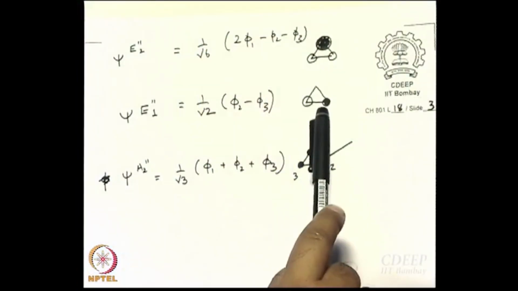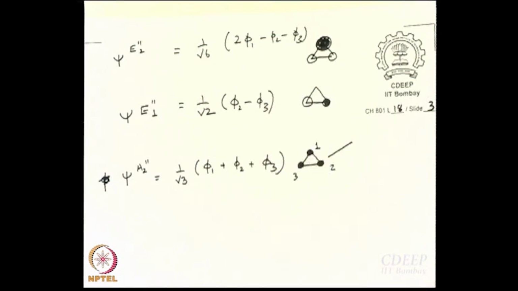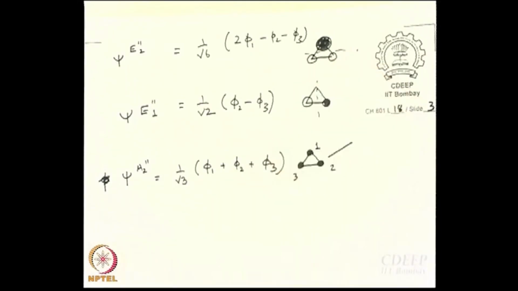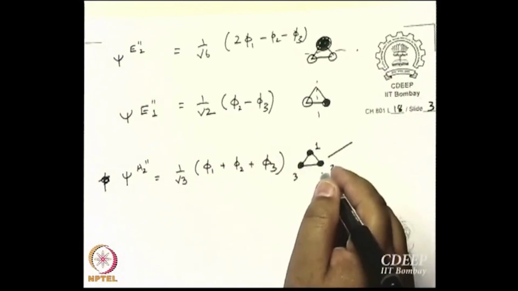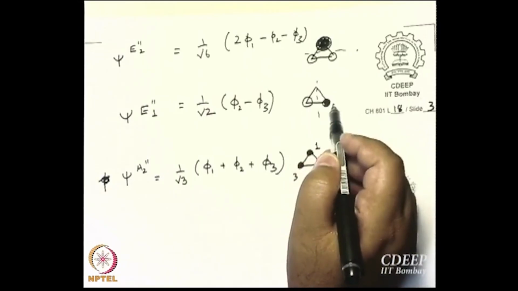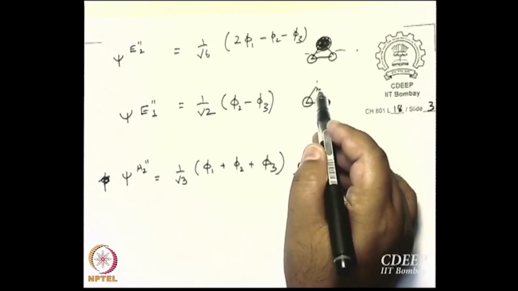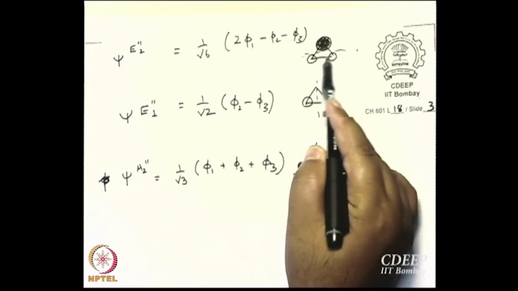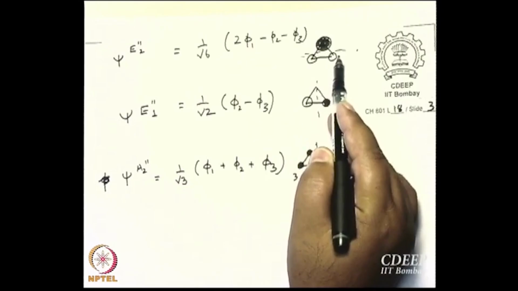How many nodes are there in each? 0, 1, why 2? 1, 0, 1, 1, isn't it? This is one node, this is one node. Where is the node here? There is no node. Here, node means wave function changes sign, right? And here there is nothing, so there is no question of changing sign. So wave function changes sign from between here and here. And here also, wave function changes sign between here and here. Once.